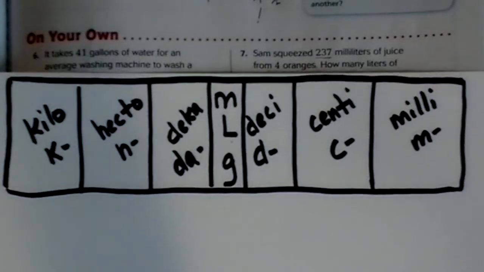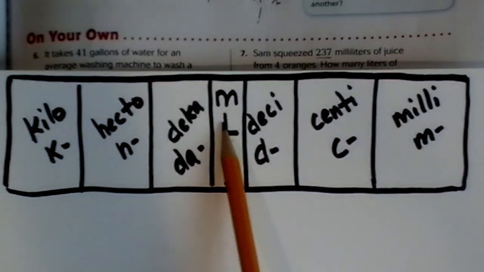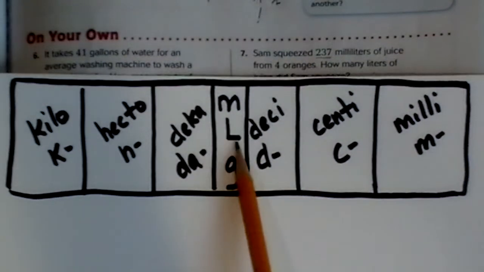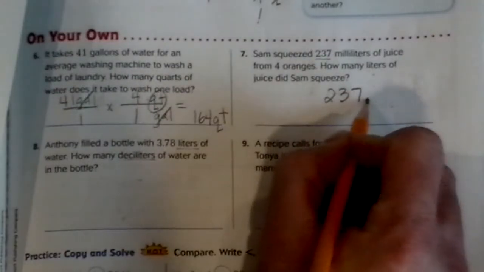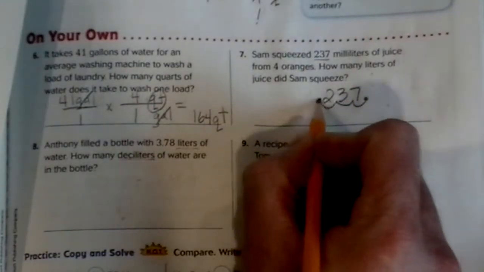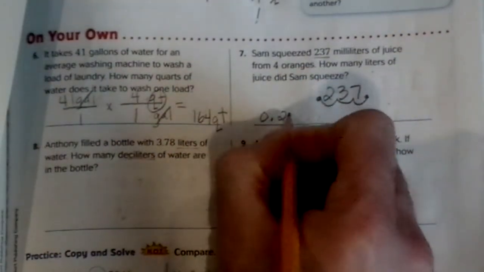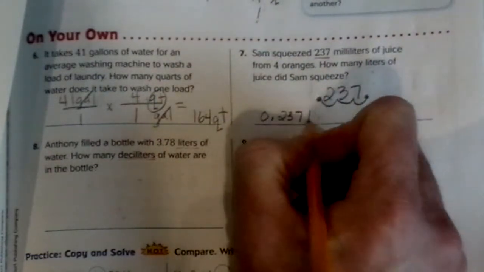Here's my chart. I need to go from milliliters to liters. So I have to go left 1, 2, 3 places. So that's exactly what we're going to do. Here's my decimal point. I'm going to move it 3 places to the left. 1, 2, 3. And so my answer is 0 and 237 thousandths liters.